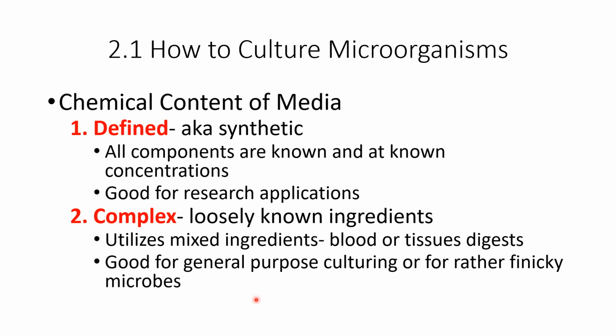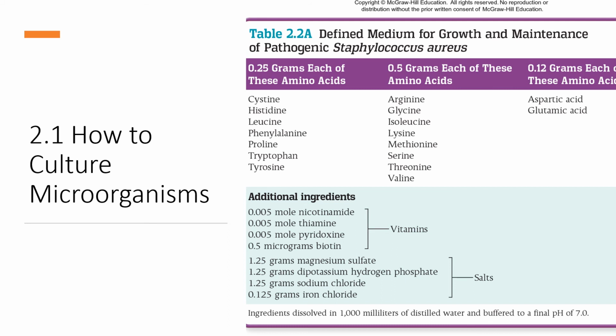And then there's the complex. You loosely know what's there. It's going to have blood added to it. You don't know exactly what's in blood, how much, because it's from that sheep, that horse, that person. Or it's going to be tissue digest. You're going to take pancreas and digest it up. Brain, heart, muscle, boil it up. You know there's going to be fats. You know there's going to be lipids. You know there's going to be amino acids and proteins and sugars. You just don't know how much.